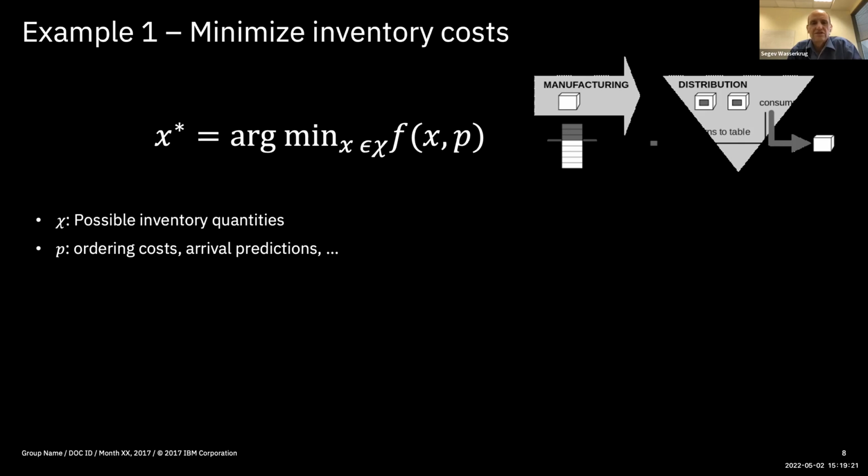And so the user wants to solve this optimization problem and reduce the costs associated with ordering inventory, right? So this is a single party setting, but there are other parties involved. So what could happen potentially is, the traditional approach is, okay, I can't control the ordering costs, I can't control the arrival predictions, but I have some models.